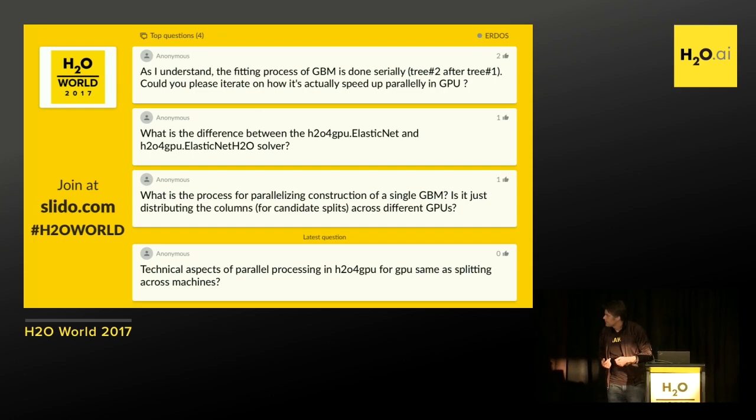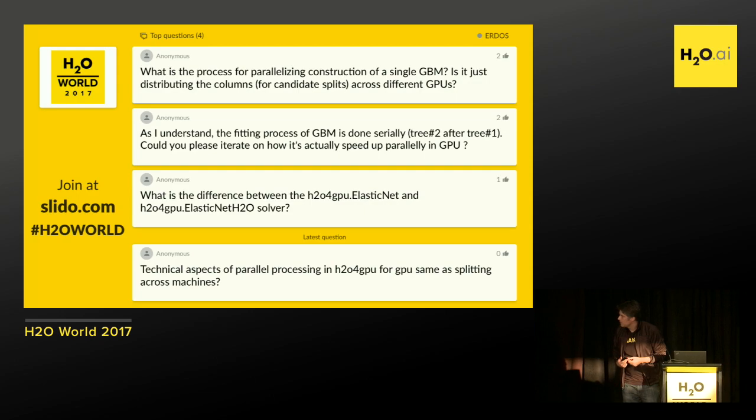As I understand, the fitting process of GBMs is done serially, tree 2 after tree 1. Can you please elaborate on how it's actually sped up in parallel on GPU?